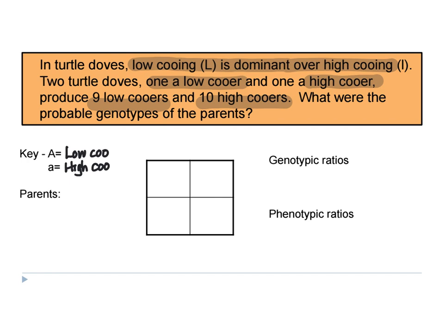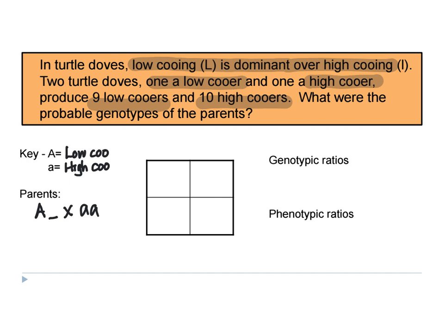Now, they have told us that one of the parents is a low cooer. That means that there is a big A for that parent, but we're not quite sure if it's homozygous dominant or heterozygous. So we're going to leave a little blank there where that second letter would be because we don't know what it is. We know that the second parent is a high cooer. High cooing is a recessive trait, which means that this parent has to be homozygous recessive. So we actually have more information than we think.